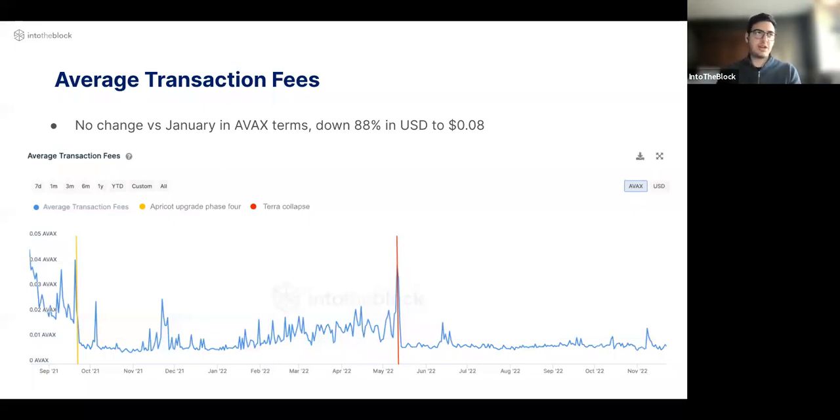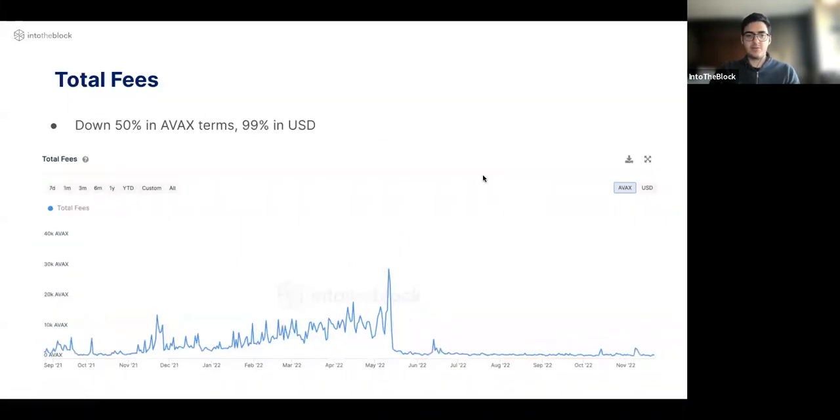So that created a lot of FUD, I guess, and the AVAX price collapsed, I believe something like 90% in the second quarter. And following the reflexivity, that also led to less interest in using its blockchain. So even though the transaction fees are relatively the same from where we started in the year, they're down 88% in USD terms, reflecting this price decline, of course.